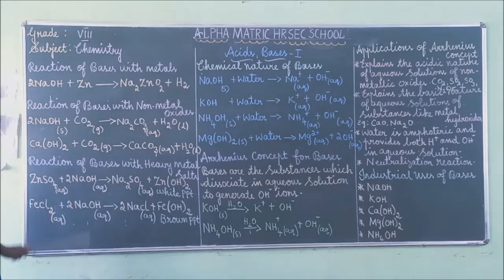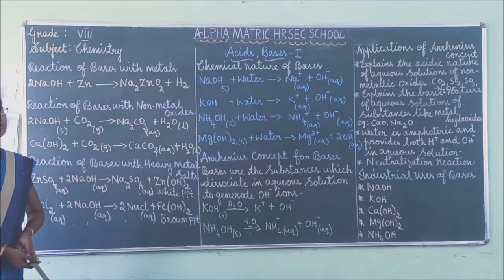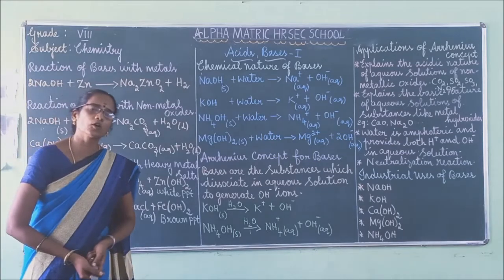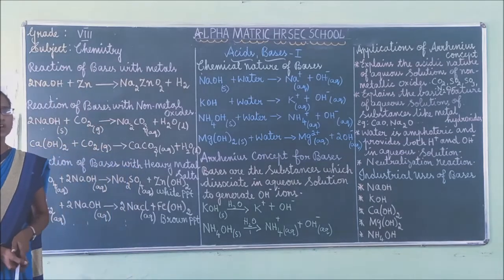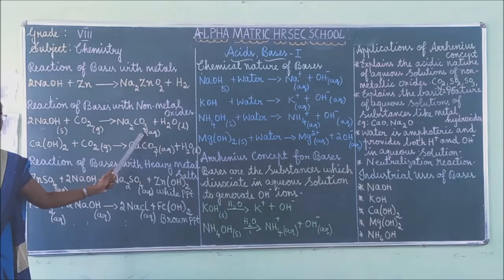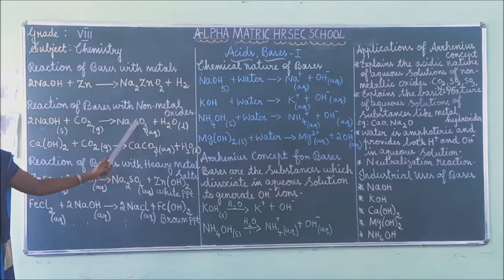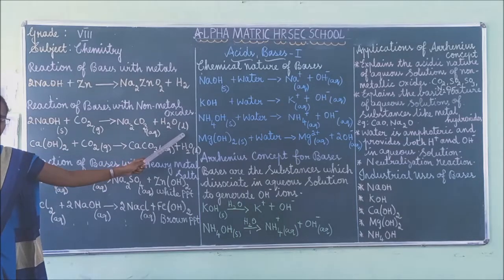So sodium hydroxide when it reacts with metal, they combine to form a new compound, sodium zincate, plus hydrogen gas released. Next, reaction of bases with non-metal oxides. Non-metals means carbon, hydrogen, oxygen, nitrogen. These are non-metals. See, sodium hydroxide when it reacts with carbon dioxide, a non-metal oxide, both react to form sodium carbonate. Na2CO3 is sodium carbonate, plus water is formed, right?